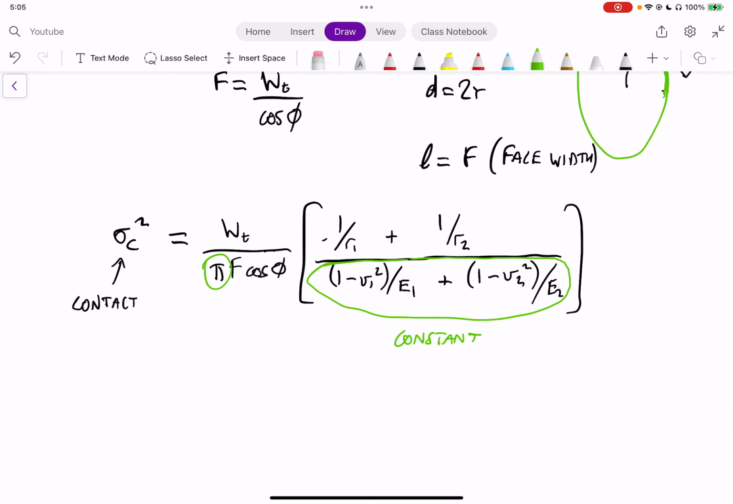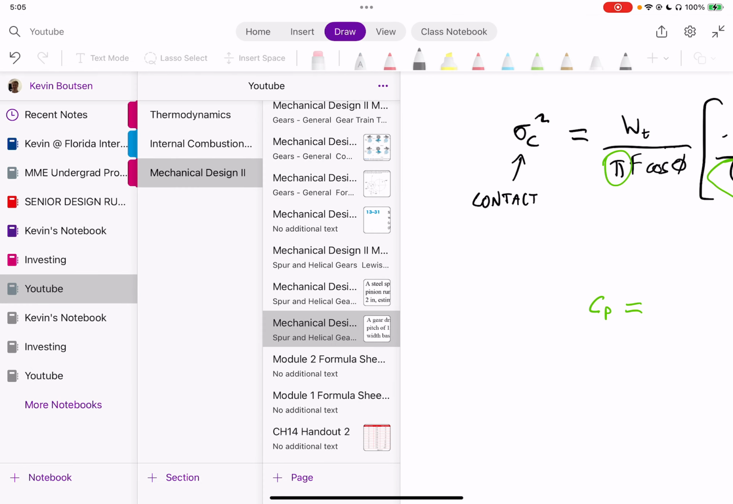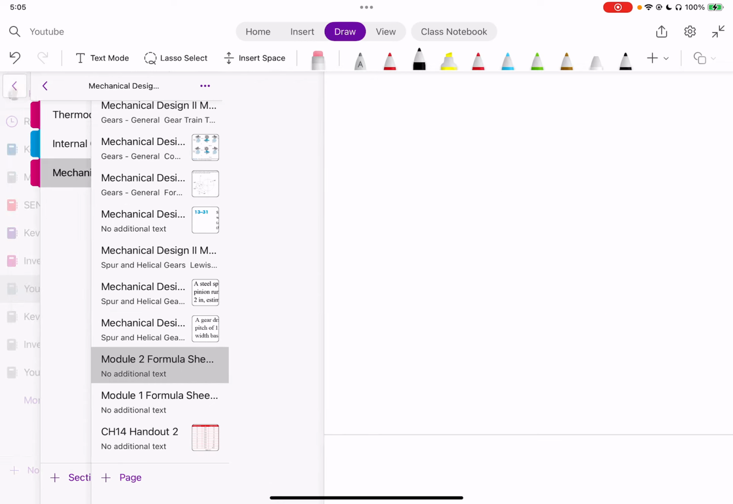What we're going to do is call this constant, put it to the power of 1/2, and say CP is equal to it. CP is going to be a constant, and this constant is going to be given in your formula sheet as well.